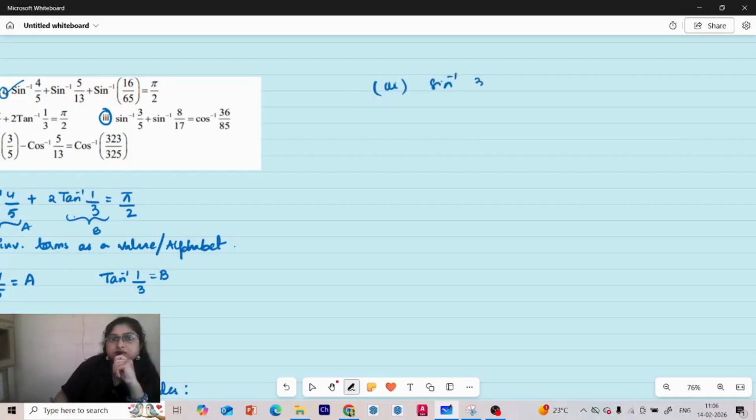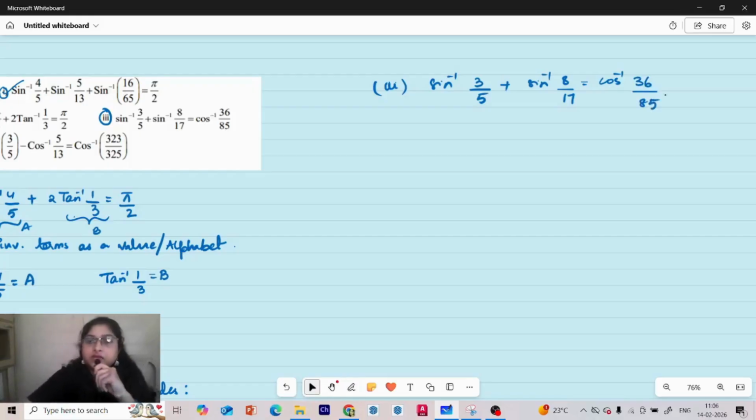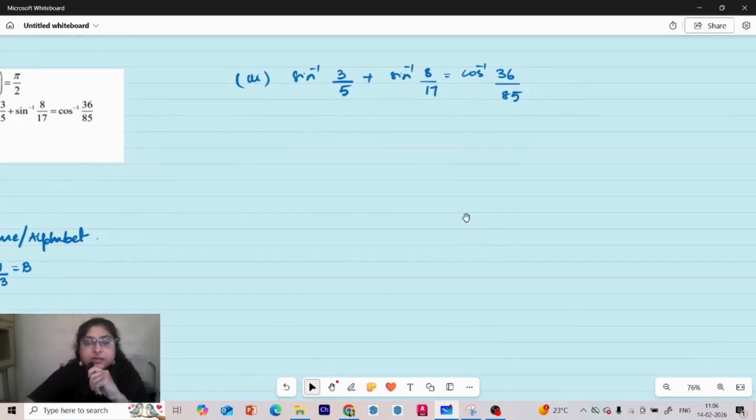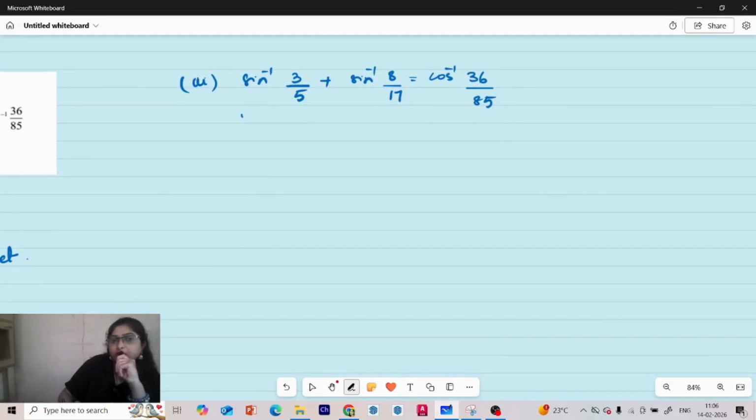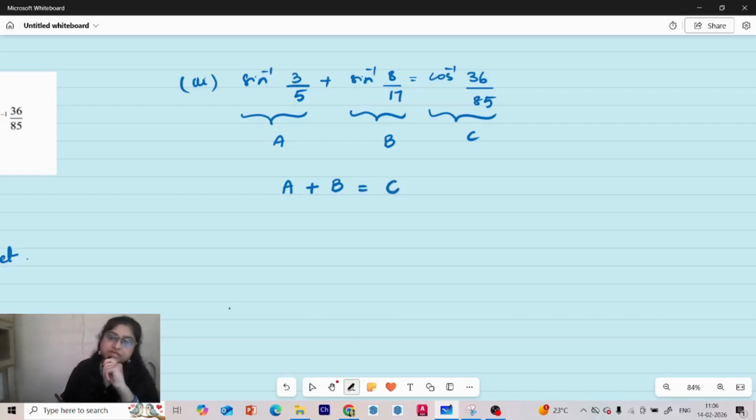Sin inverse 3 by 5 plus sin inverse 8 by 17 is equal to cos inverse 36 by 85. Okay, so step 1, we have to replace all the inverse functions with any value. A value is an alphabet. So let's take this as a, this as b, and this as c. So what is it? A plus b is equal to c.